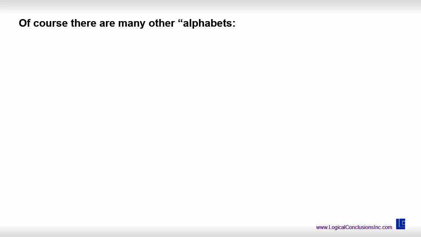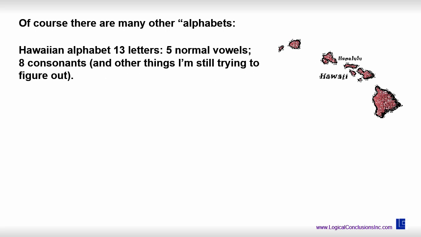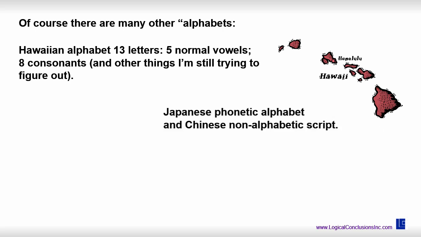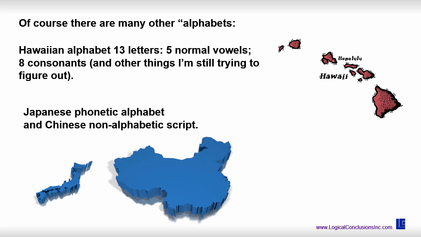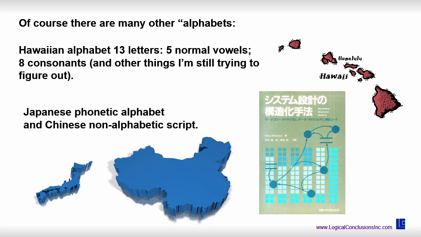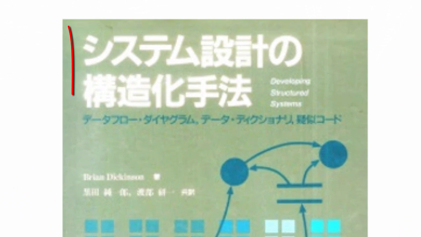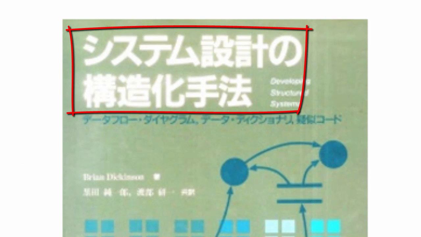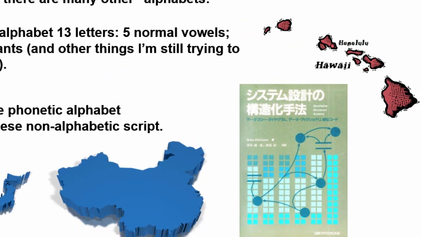Of course, there are many other alphabets. The Hawaiian alphabet uses only 13 letters, 5 normal vowels, 8 consonants, and other things I'm still trying to figure out. Then there's the Japanese phonetic alphabet and the Chinese non-alphabetic script. One of my books was translated into Japanese. I think the cover says nothing in this book is true, but I can't be sure because I can't read it.